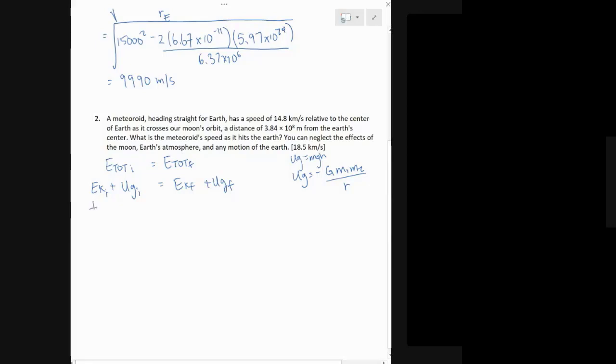So EK initial is 1/2 m v initial squared. What is this the mass of?